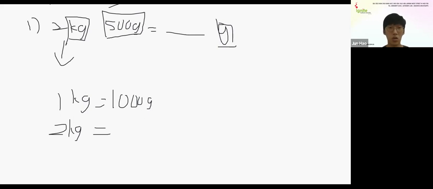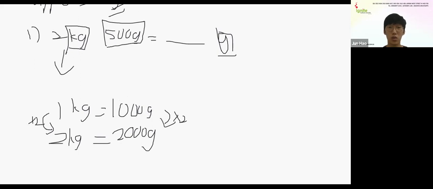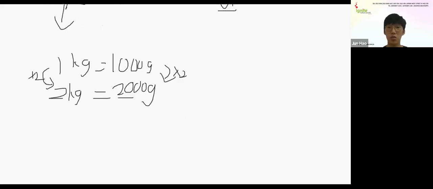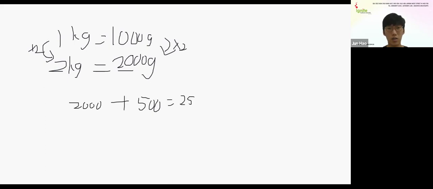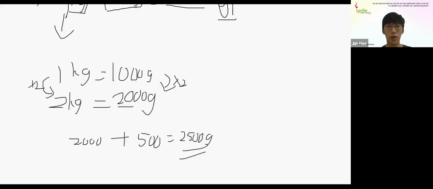Okay, so 2 kilograms is 2,000 grams. Makes sense, right? Because we times 2 here, so 1,000 grams times 2 is 2,000 grams. So we know that 2 kilograms is 2,000 grams. The 500 grams we leave it. So we add them together, which is 2,000 plus the 500 that we haven't touched, which gives me 2,500 grams. So that is guided example 1.